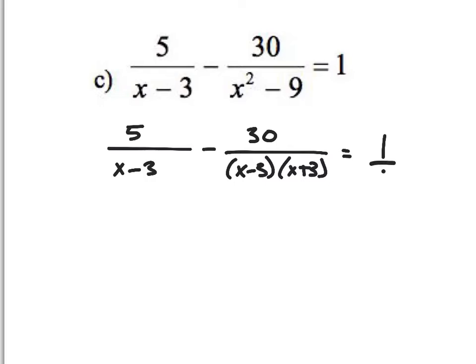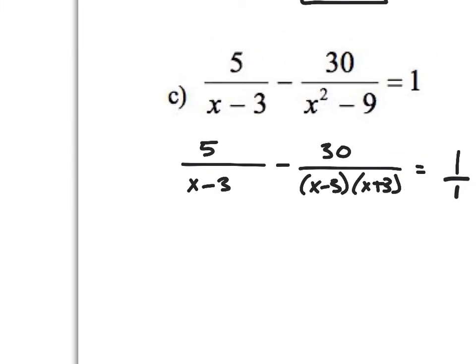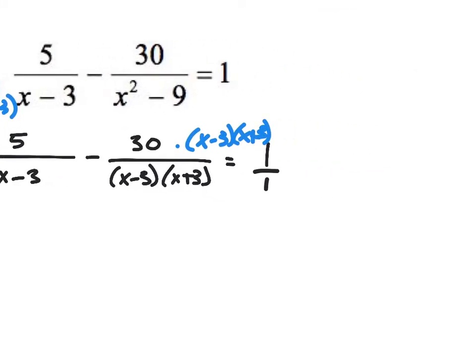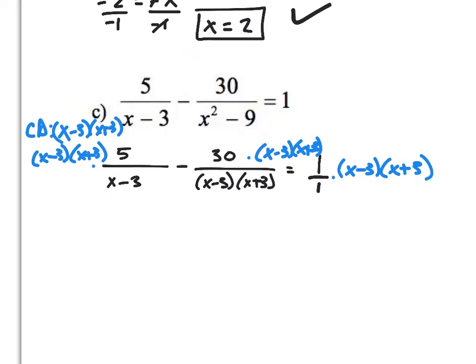Now I want to multiply everything by my common denominator. I'm going to put this over 1. So my common denominator is just going to be x minus 3 times x plus 3. I'm going to multiply this whole thing over here by x minus 3 times x plus 3, this one by x minus 3 times x plus 3, and this part here by x minus 3 times x plus 3. Now, let's see what divides out. That's the point, that's why we do this, because it should get rid of all of our denominators.